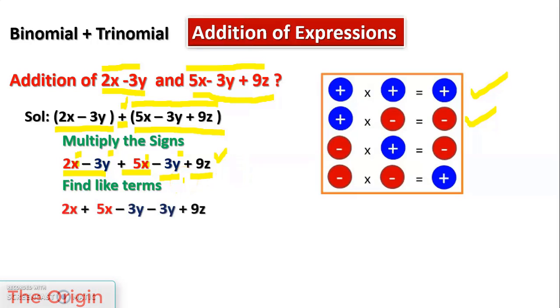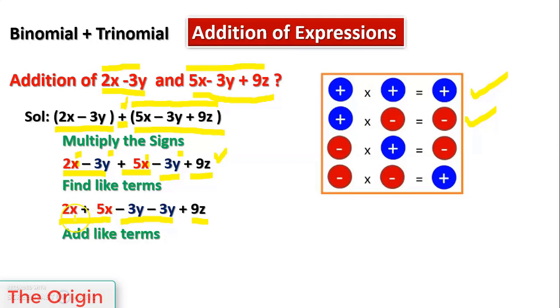Separate the like terms now. 2x plus 5x, here I mentioned in a different color, 2x plus 5x, like terms. Minus 3y and minus 3y, these two are like terms. 9z is separated like that.